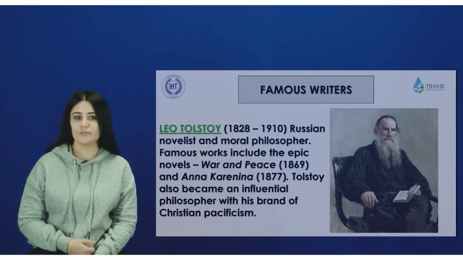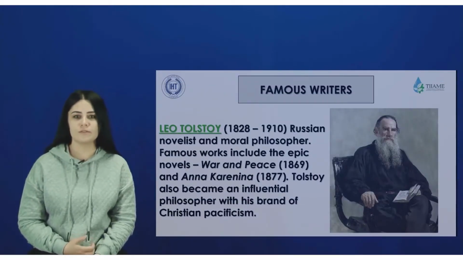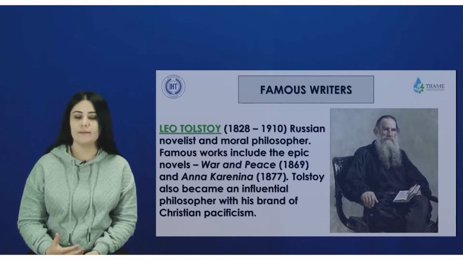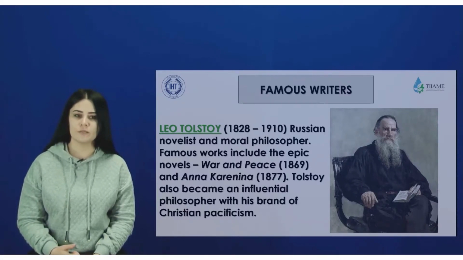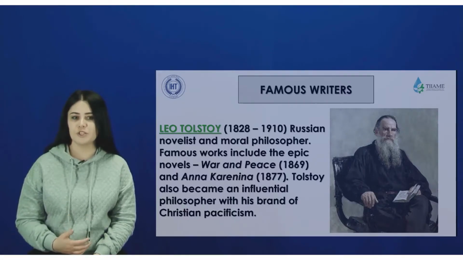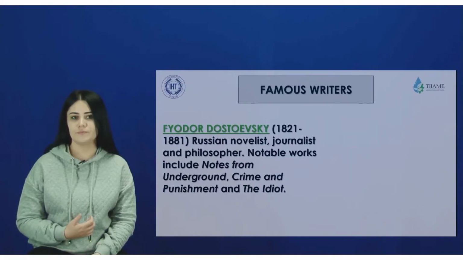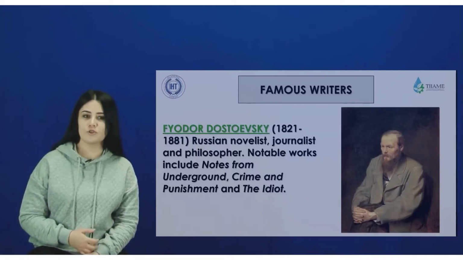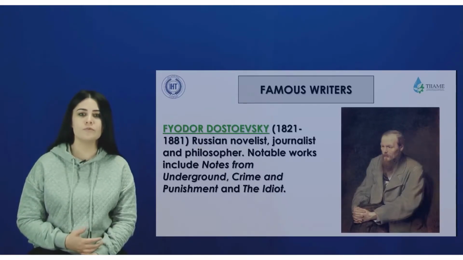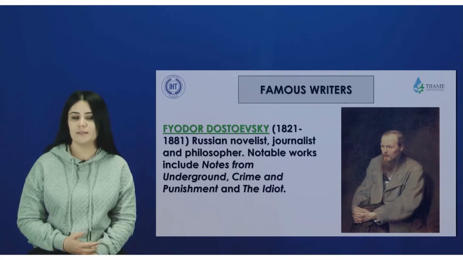Leo Tolstoy, Russian novelist and moral philosopher. Famous works include the epic novel War and Peace and Anna Karenina. Tolstoy also became an influential philosopher with his brand of Christian pacifism. Fyodor Dostoevsky, Russian novelist, journalist, and philosopher. Notable works include Notes from Underground, Crime and Punishment, and The Idiot.